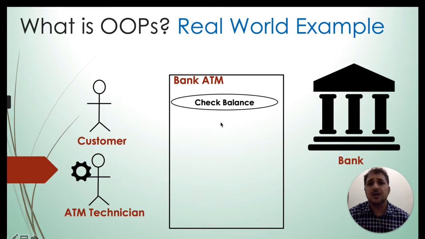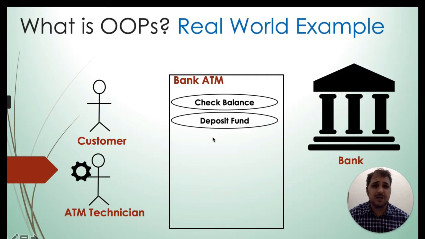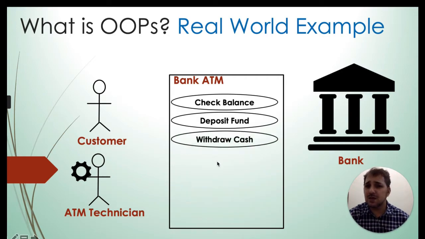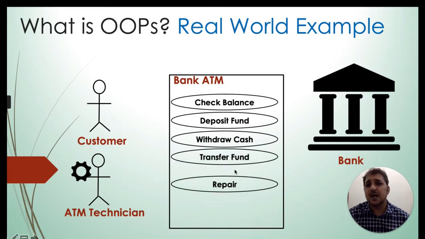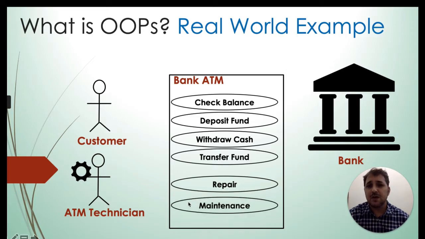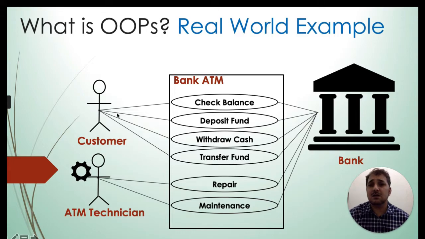For example, the customer may need to check a balance. The customer may deposit some funds, or withdraw some cash, or transfer funds. And in the same way the technician sometimes may need to repair the ATM machine, or do some other maintenance task. So you see all these are objects: the customer, the technician, the ATM machine, the bank, but all these objects are interacting with each other to perform real world activities.